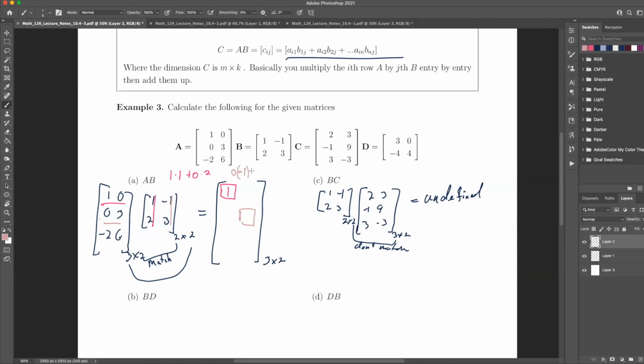There we go. That works. Plus 3 times 3. So 3 times 3, and that will be 9. Okay. I'll do one more. Let's do this one. This will be the third column by the first row, and so it's our third row by the first column.